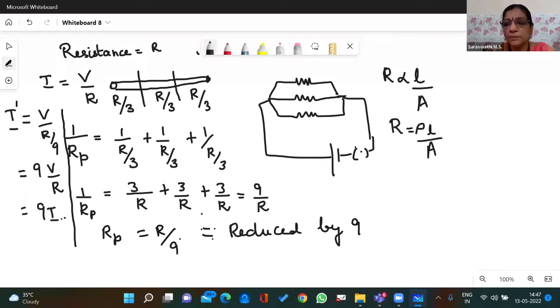This kind of problem is there in your text, but they've asked you to find the ratio of the old resistance to new resistance. They haven't asked about the current change, resistivity change and all. So you can get questions like this, wherein cut it into 4 equal parts, 5 equal parts, questions like this can come. Okay. Have you taken down?